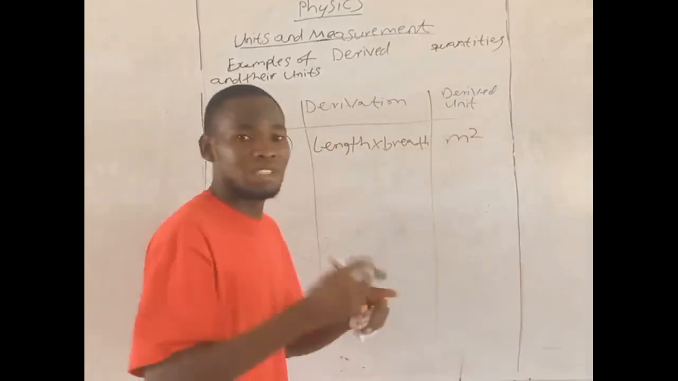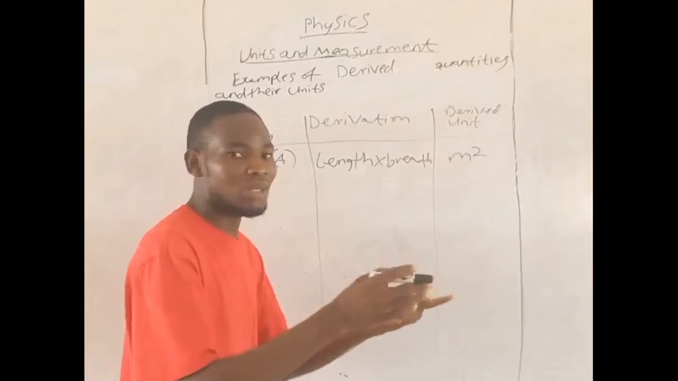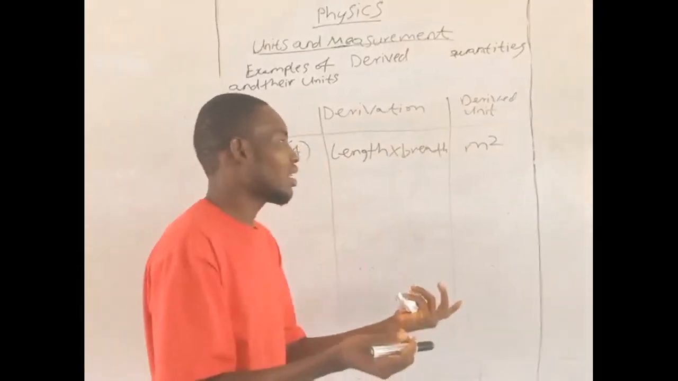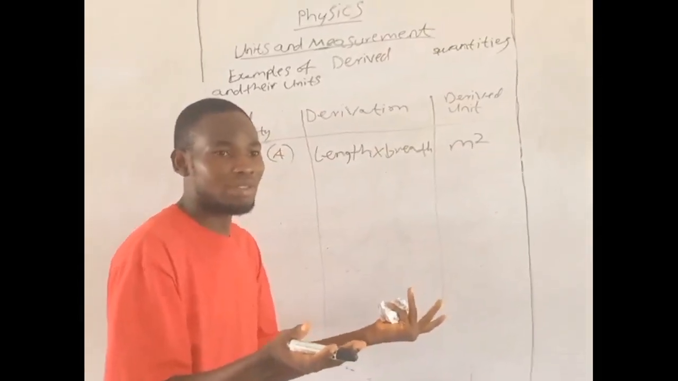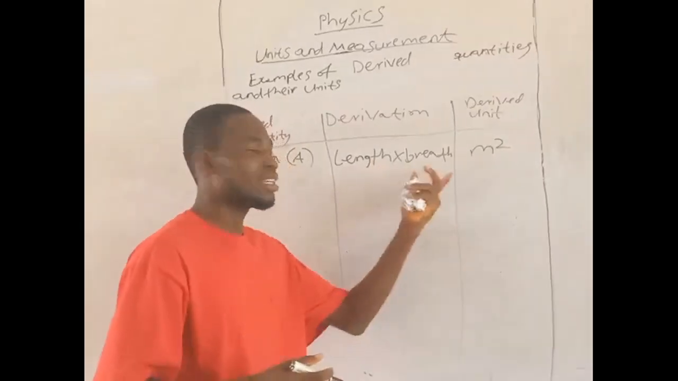Why is it meter squared? Length is distance, breadth is distance. Distance and distance give what? Distance squared. Like in your maths algebra, x times x is what? x squared. So these are distances.